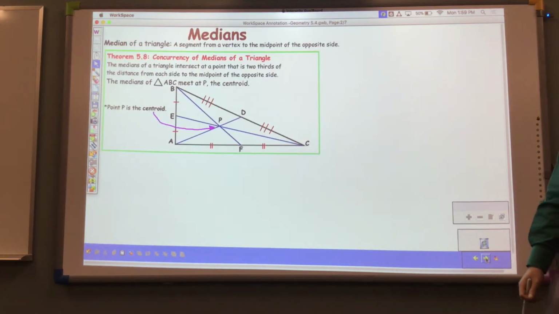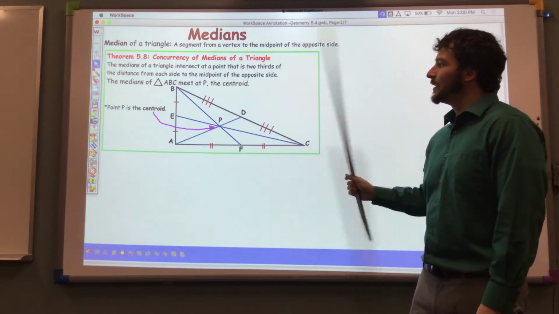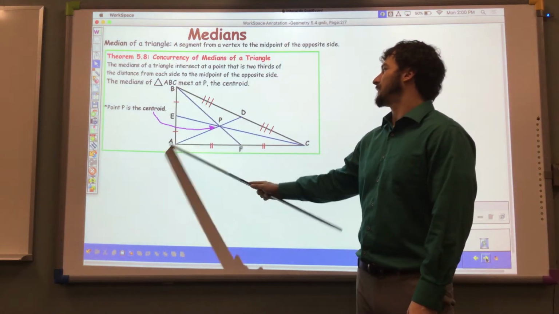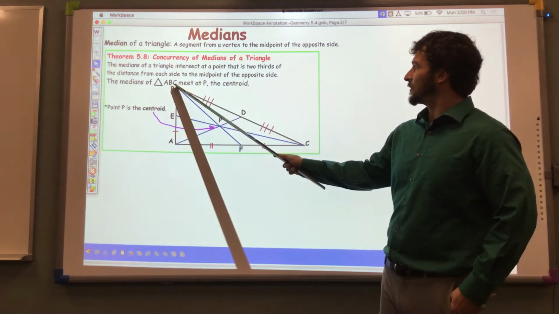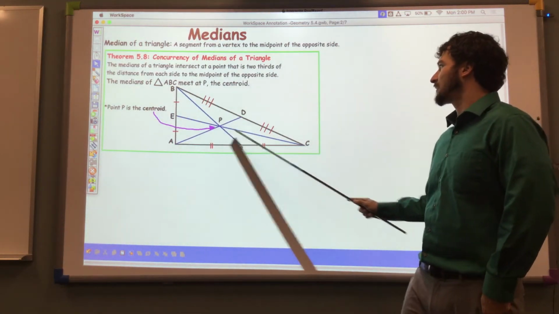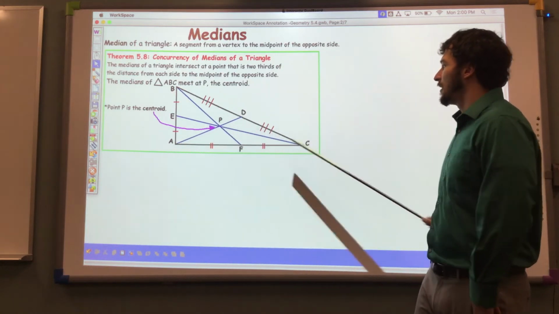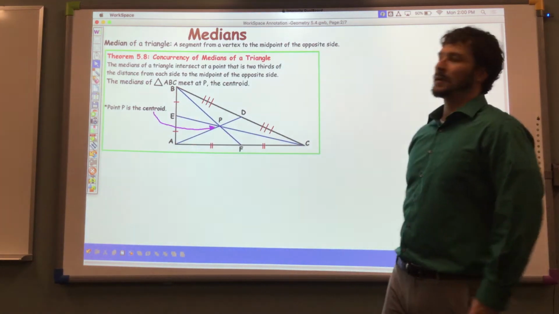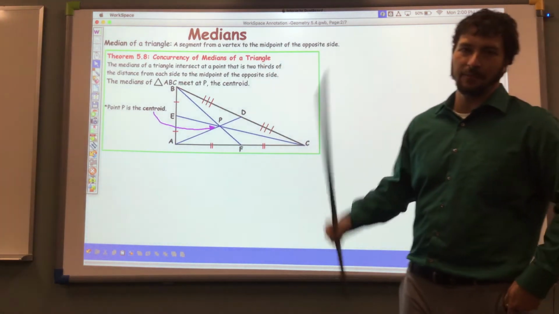The first thing you need to know is a median. The definition of a median is a segment that goes from a vertex. So again, vertex of a triangle, you always have three of them. They're your 3 points of the triangle. Goes from the vertex to the midpoint of the opposite side. So vertex to midpoint, vertex to midpoint, vertex to midpoint. So that's what a median is. Okay, now don't write the definition in your composition book.